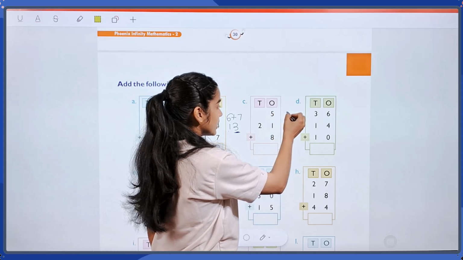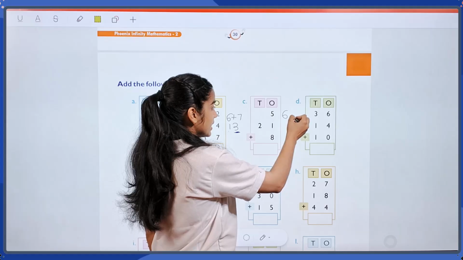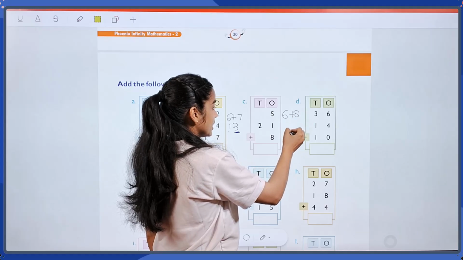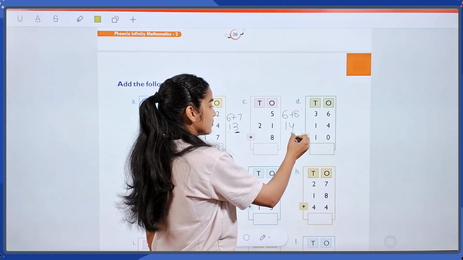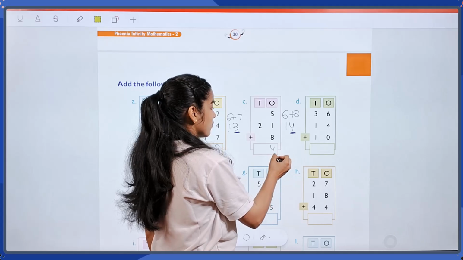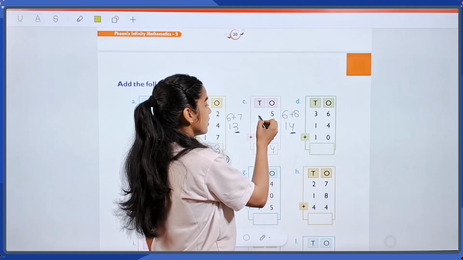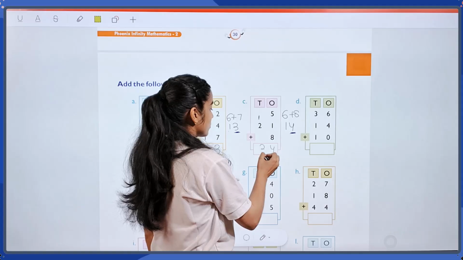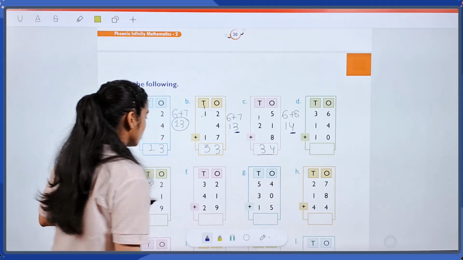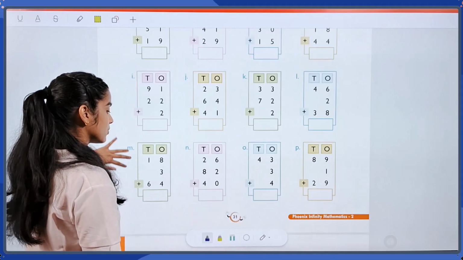Now 5 plus 1 is 6. 6 plus 8 is 14. So what do you have to write? You have to write only the last digit, which is 4. And 1 should be here. 1 plus 2 is 3. So in the same way, you have to solve the rest of the questions you have.